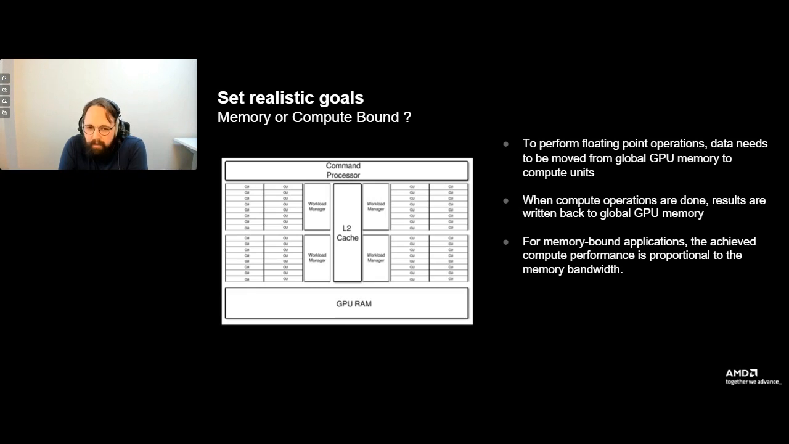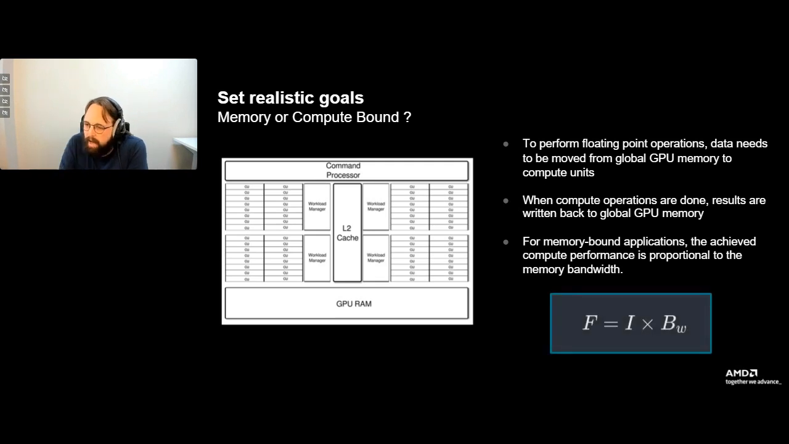For memory bound applications, the relationship in terms of what you would expect to get for your performance is that the achieved compute performance, the number of flops you can do per second, is going to be proportional to that memory bandwidth. And that constant of proportionality between flops per second and gigabytes per second, your bandwidth, so compute performance to bandwidth, is what's called the arithmetic intensity. This is measured in flops per byte.